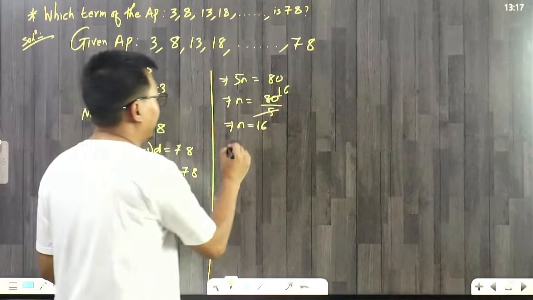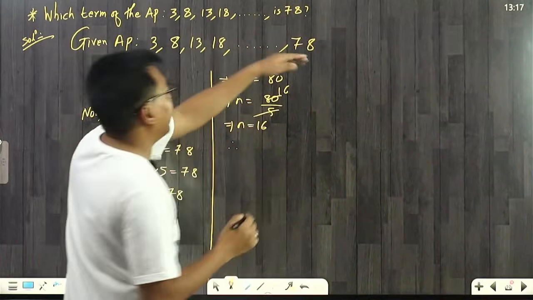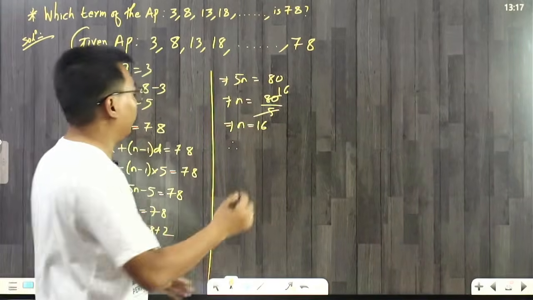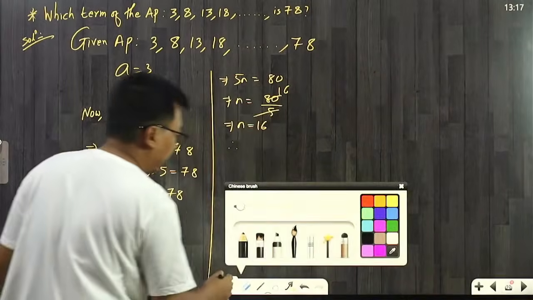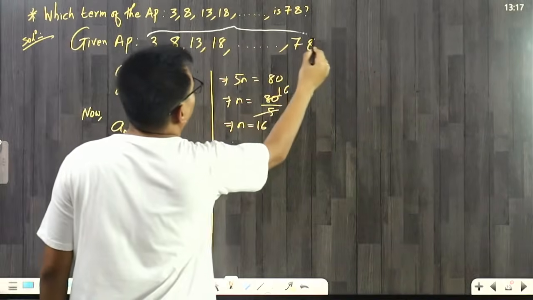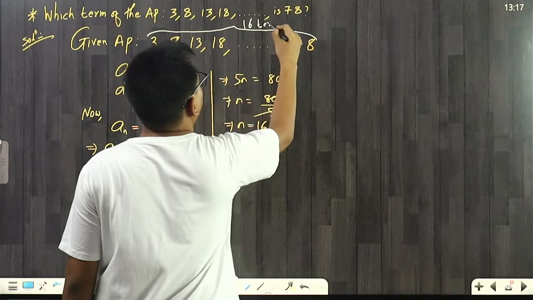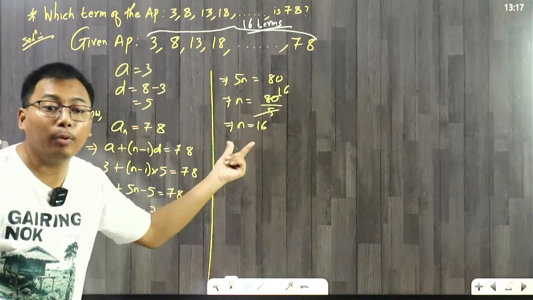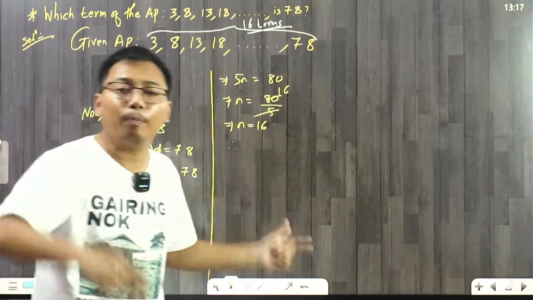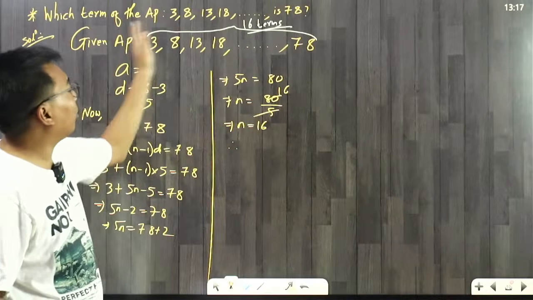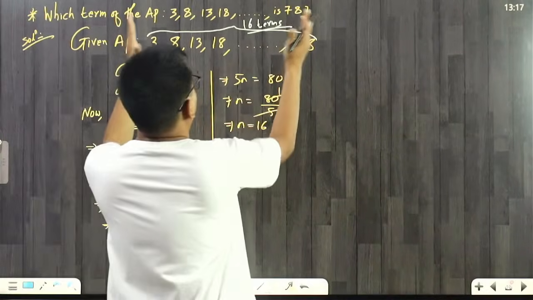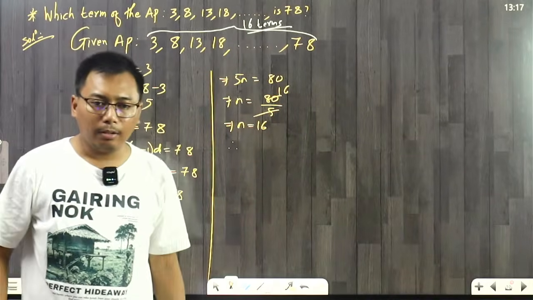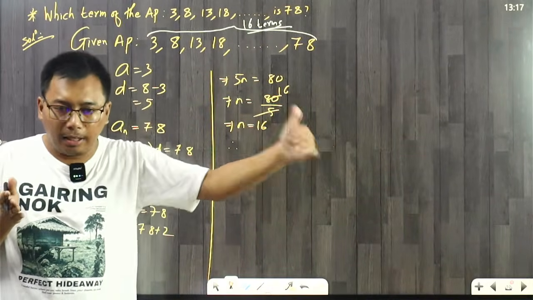Yes, so n is equal to 16. Therefore, n is equal to 16 means what? It means from 3 to 78 we have 16 terms. What is n? The number of terms. Here in this particular AP, how many terms do we have? 16 terms. We have 16 terms in this given AP.